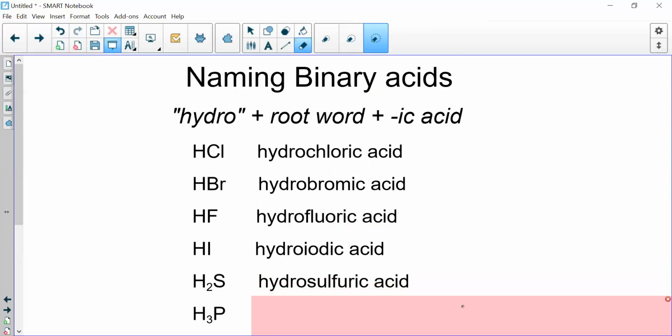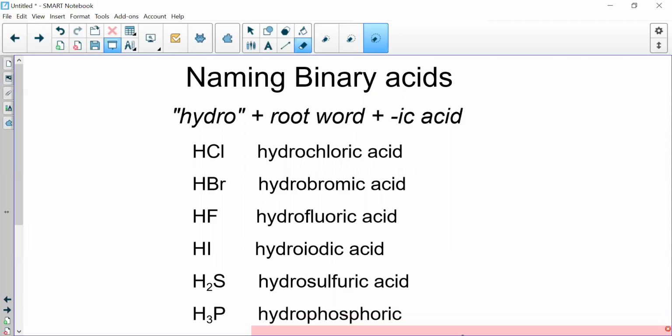Next one, H2S. You might say hydrosulfic acid would make total sense, but that's not what it is. It's hydrosulfuric acid. Just got to kind of remember that one. And for phosphorus, you might think hydrophosphic acid, but it's not. It's hydrophosphoric acid. But the basic idea here is these all start with hydro. They end with ic acid. So these are the 6 common binary acids you should know.